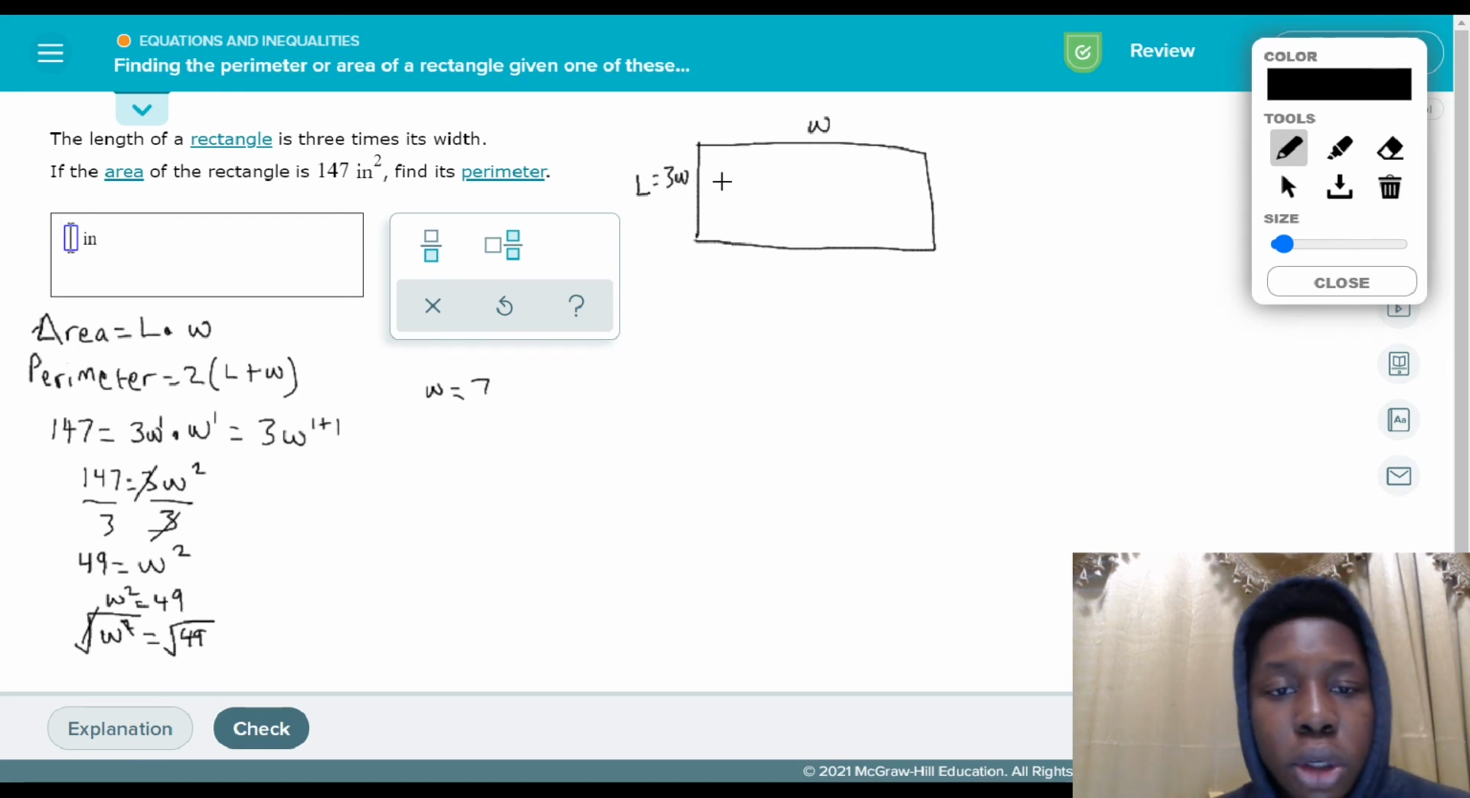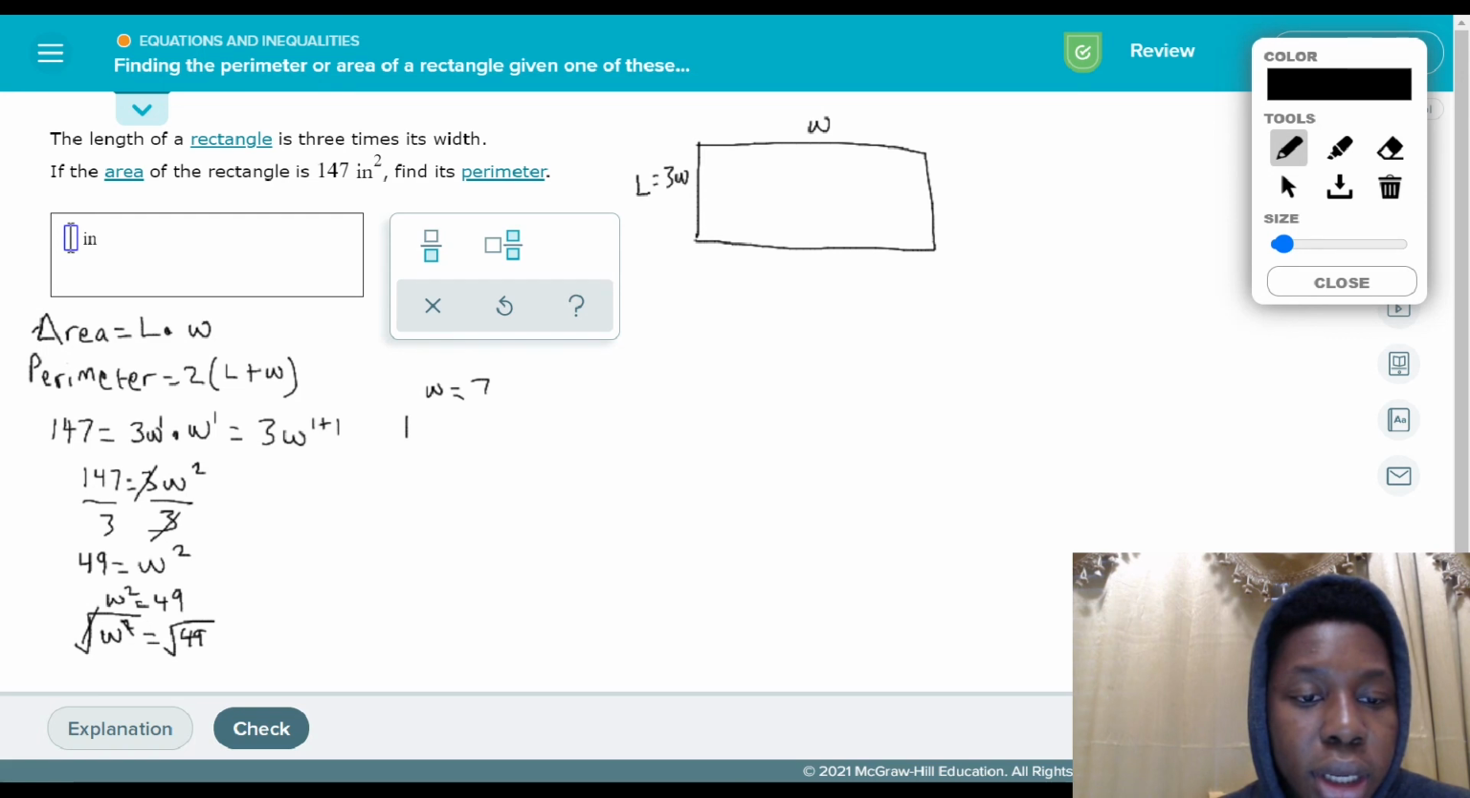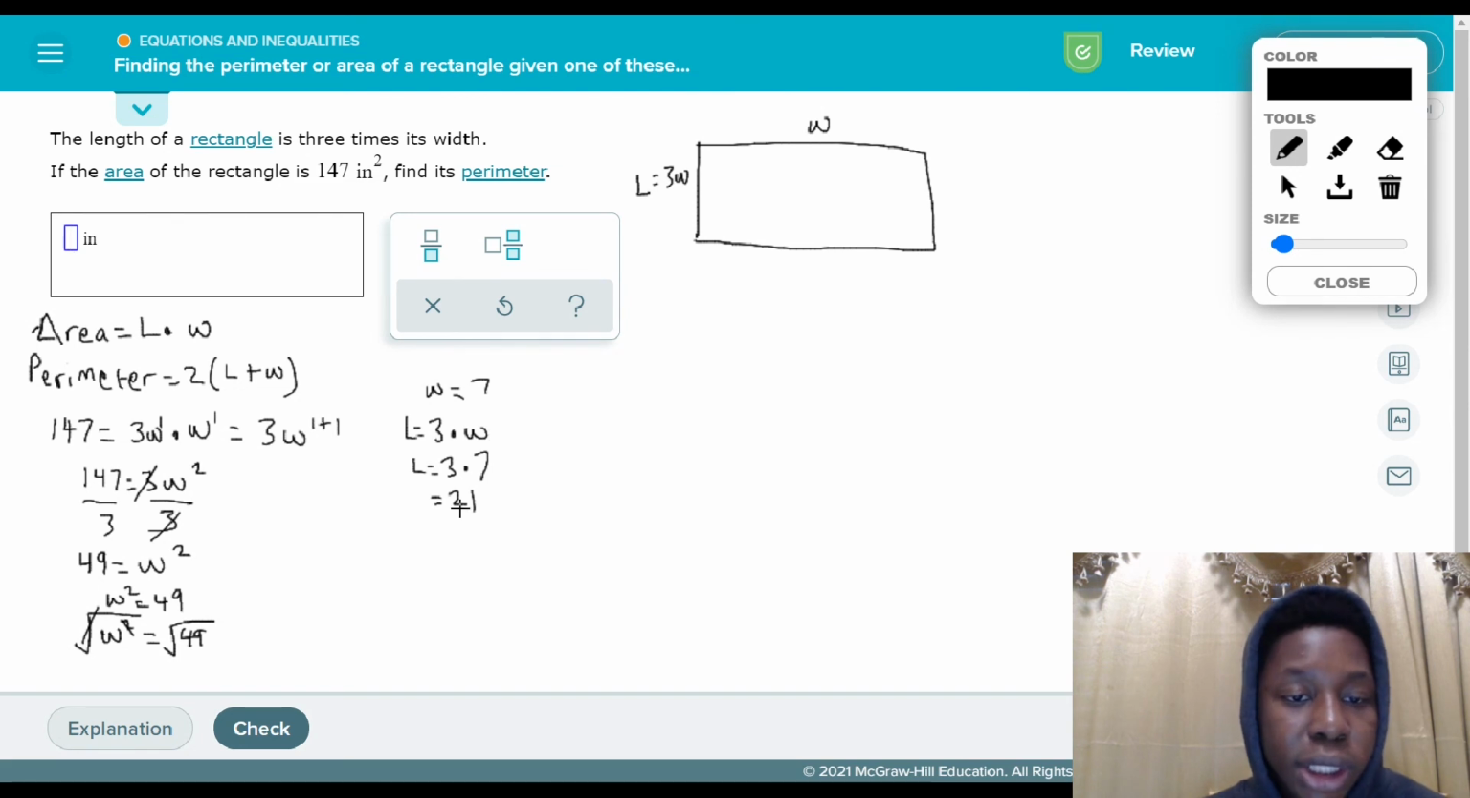Based on the clue, we're told that the length equals 3 times the width. So the length should be 3 times 7, and 3 times 7 equals 21. So we know the length and the width now, 21 and 7. We're going to apply that into the perimeter equation, which is 2 times L plus W, to find the perimeter.